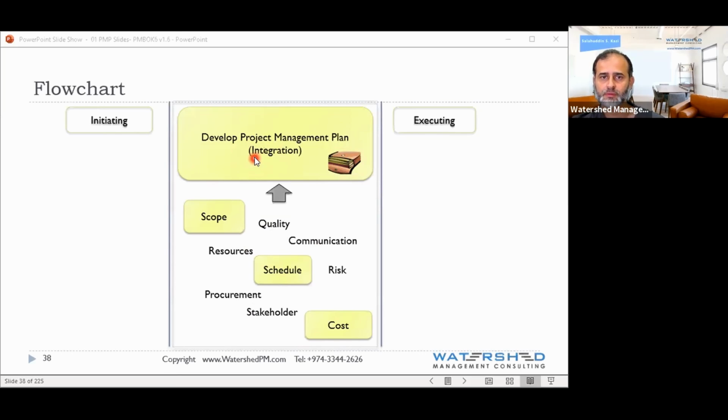Right? So that is the role of your integration process. And what is the name of the integration planning process? Develop project management plan.